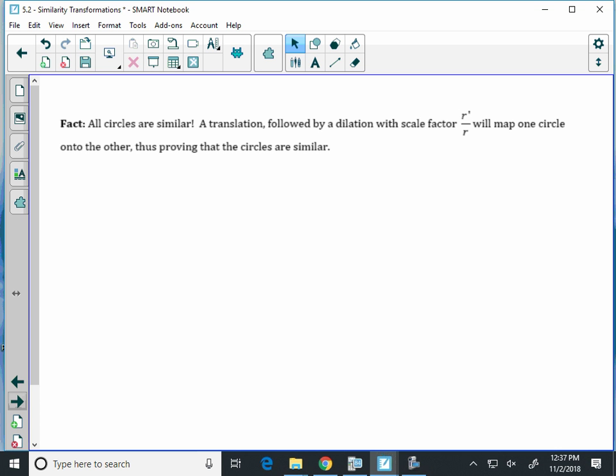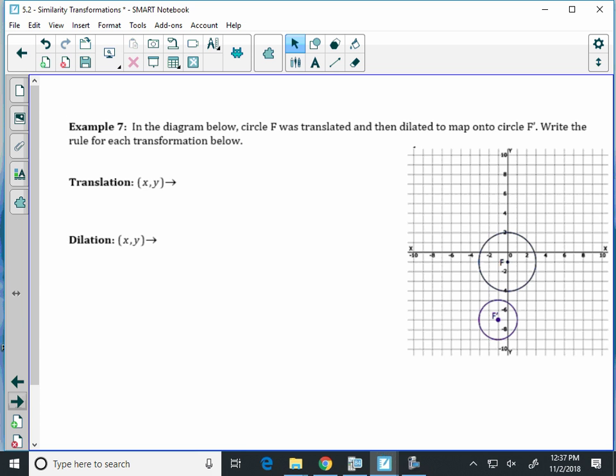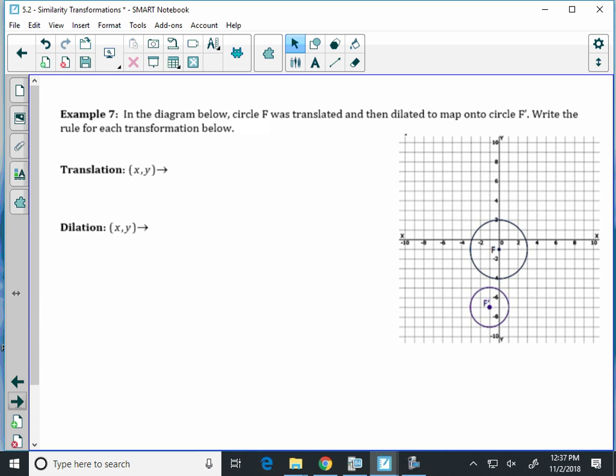You might get some weird translations. It might be like, move right 7.5 and down 14 3/4, and then dilate by a scale factor of 7/5. You might get some weird numbers, but it is possible to translate and dilate any circle to map up with any other circle. So all circles are similar. Fun fact, important fact to know.